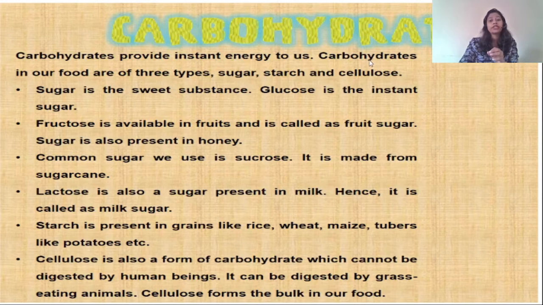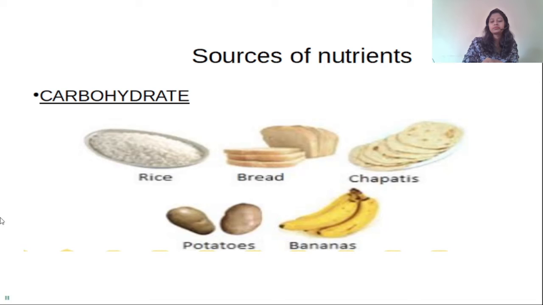And the specialty of cellulose is that it is the most abundant carbohydrate. Among these three, cellulose is present more in our world. So, cellulose is a form of carbohydrate which cannot be digested by human beings. It can be digested by grass eating animals, which are called ruminants. And cellulose forms the bulk in our food.